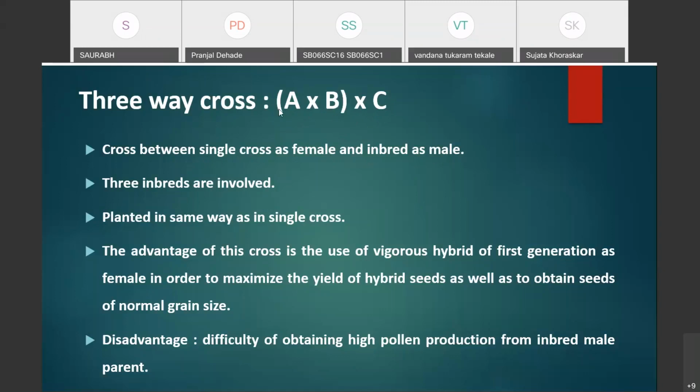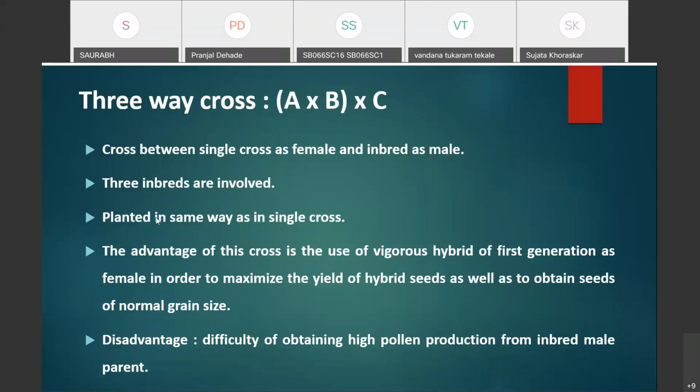Here the progeny of the single cross is used as a female parent, and another inbred, C, in this cross is used as a male parent. Thus in the three-way cross, three inbreds are involved. For example, here you can see the three inbreds involved: A, B and C.